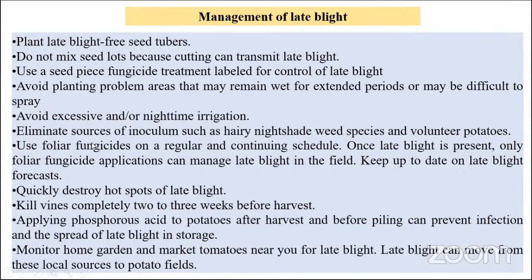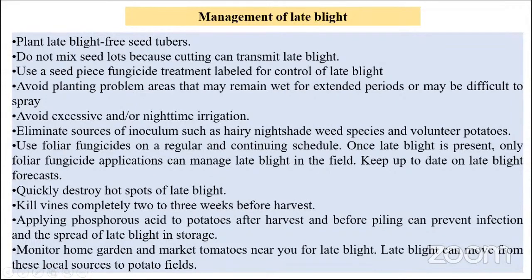We need to eliminate the sources of inoculum. The primary sources of inoculum are hairy nightshade weed species and volunteer potatoes, and infected tubers, infected plant parts or debris. So we need to eliminate these sources of inoculum, follow the foliar sprays of fungicides, and destroy the hotspots of the late blight.